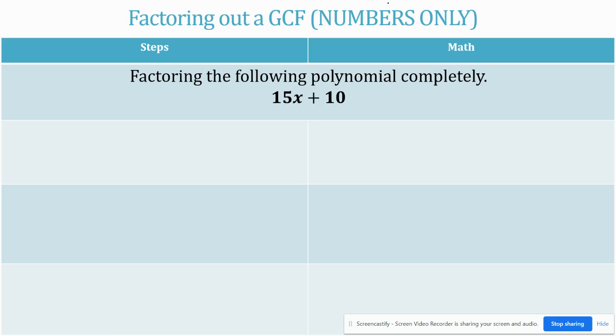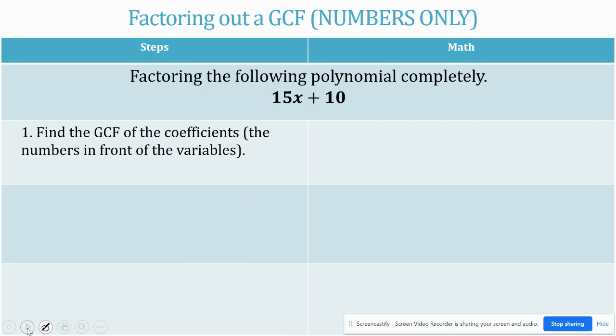So here we're going to be looking at the numbers only. So factoring out a GCF, we want to factor the following polynomial completely. So basically, we want to undistribute. That's a way to look at it if you want to. This has an x, this has a 10, so we know that we can't combine these or anything. So don't make this 25x. And remember, we're going to be breaking this into 2.